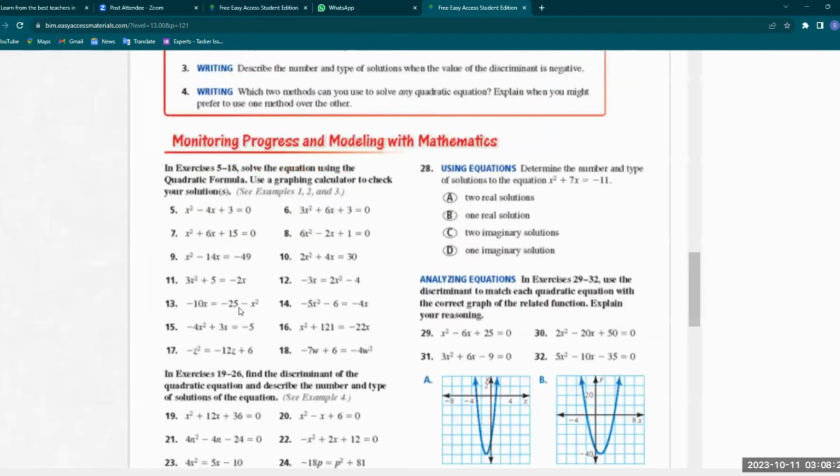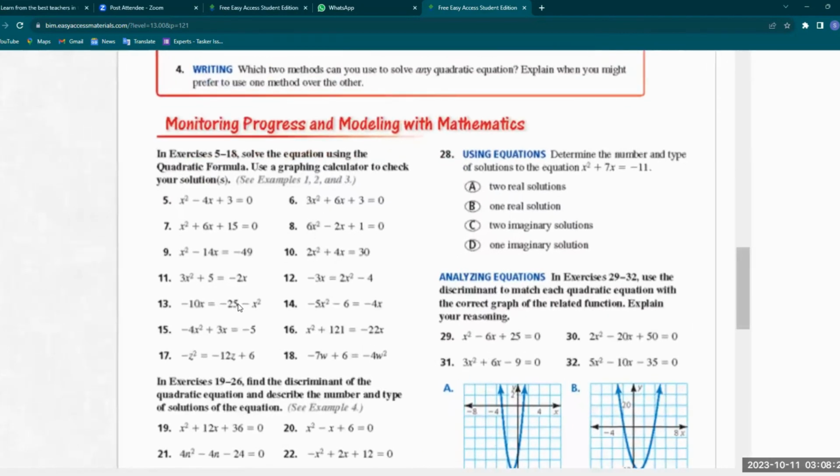Solving the quadratic equations using the quadratic formula and use the graphing calculator to check. Can you try question number 10? I think I made a mistake, so can you help me with this question, please? Oh, sure. So, first you have to write this equation in standard form.